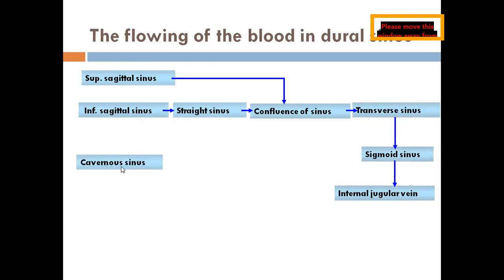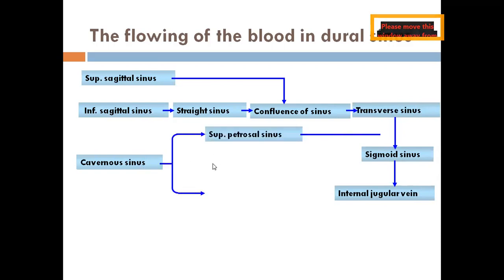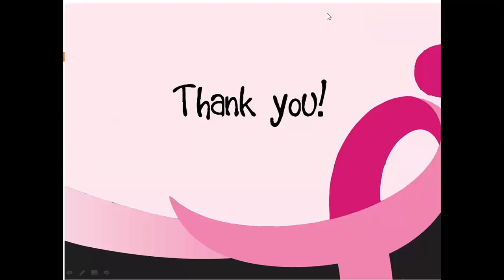The movement of venous blood from the cavernous sinus is via the superior petrosal sinus to the transverse, then sigmoid sinus, and via the inferior petrosal sinus to the internal jugular vein. That's it. Thank you.